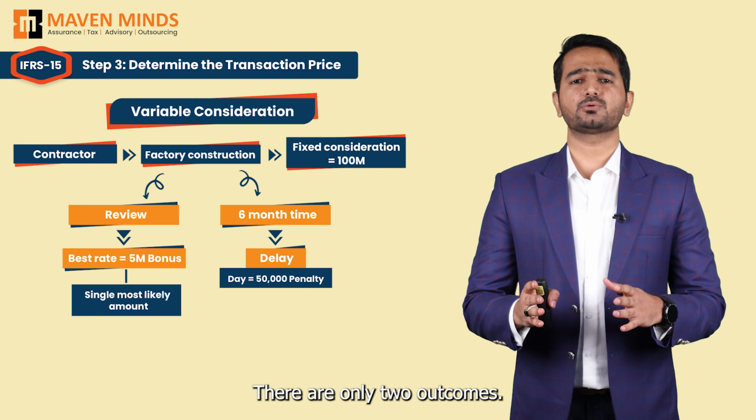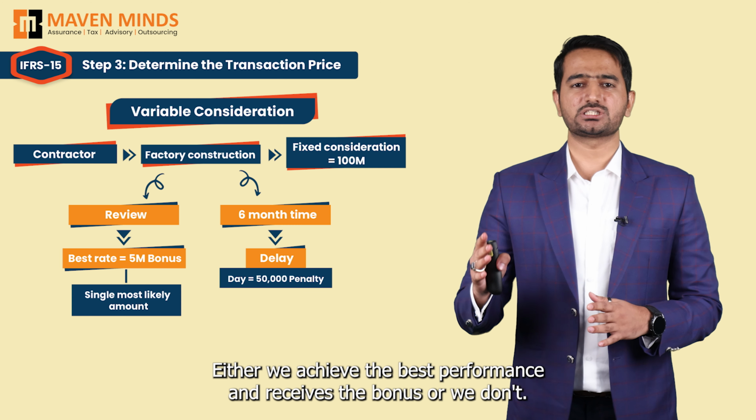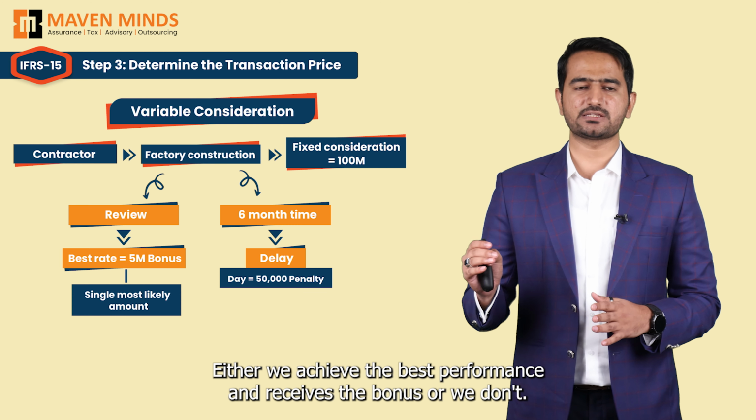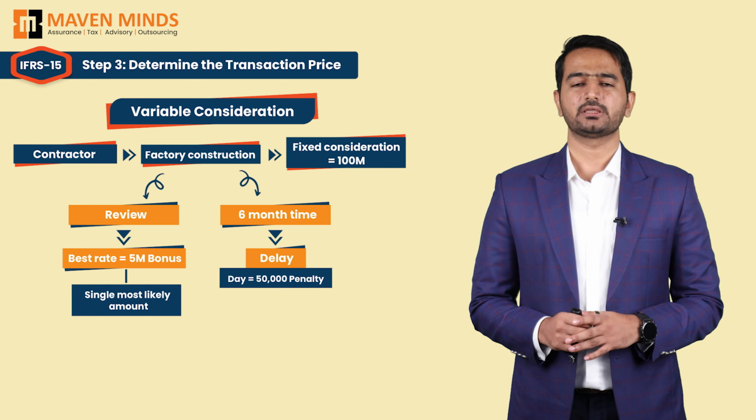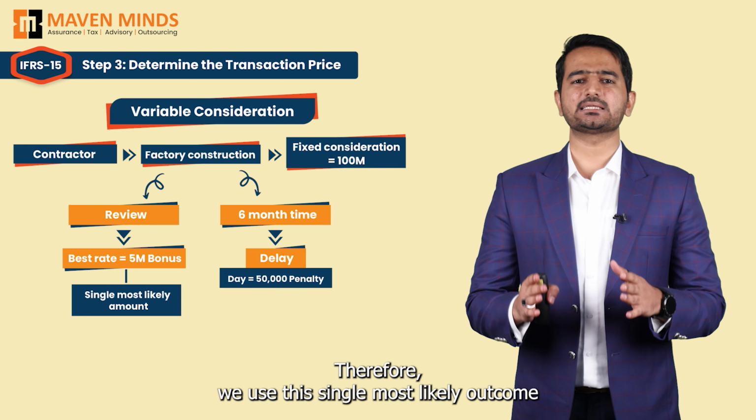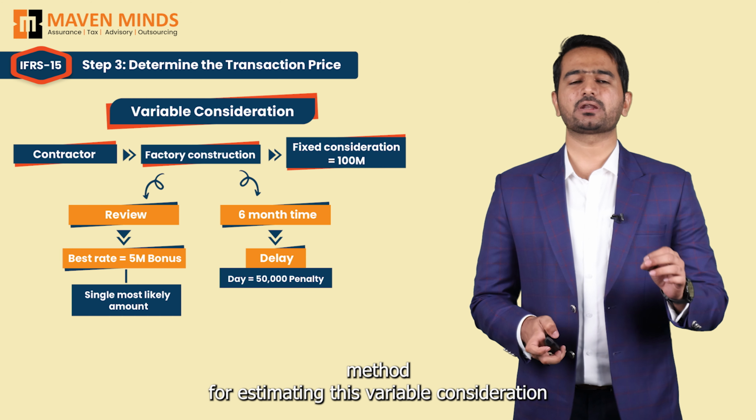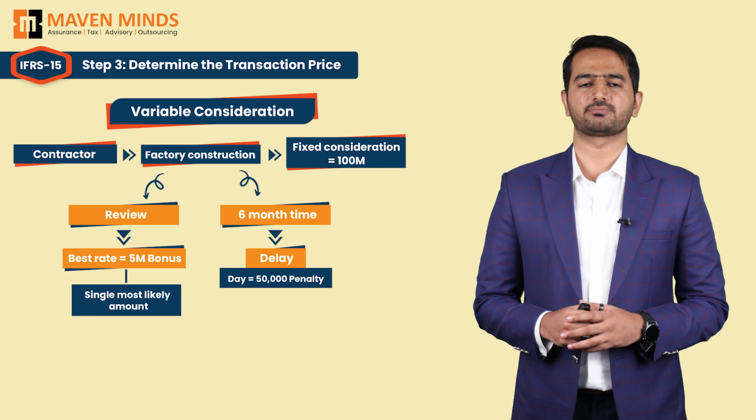Here, there are only two outcomes. Either we achieve the best performance and receive the bonus, or we don't. Therefore, we use the single most likely outcome method for estimating this variable consideration.